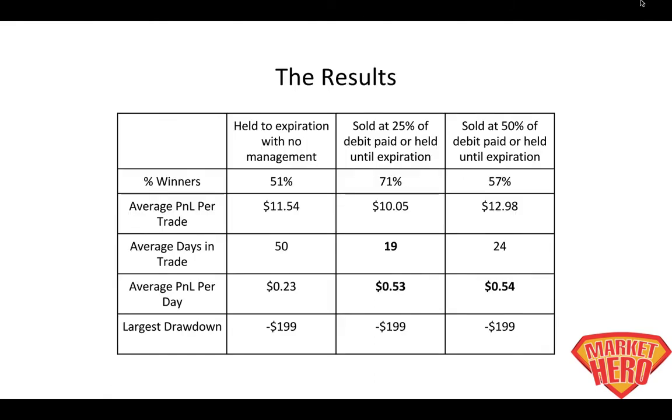Here are the results. Again, this is all only executing the strategy when volatility is lower than its average. If we do it with no management, we make about $11.54, which is about 23 cents per day. Not bad. However, when we manage it at 25%, we're right 71% of the time. We make about 53 cents per day, and we hold the trade for about 19 days. That's pretty good. And if we manage it at 50%, we make about $12.98 per trade, about 54 cents per day.